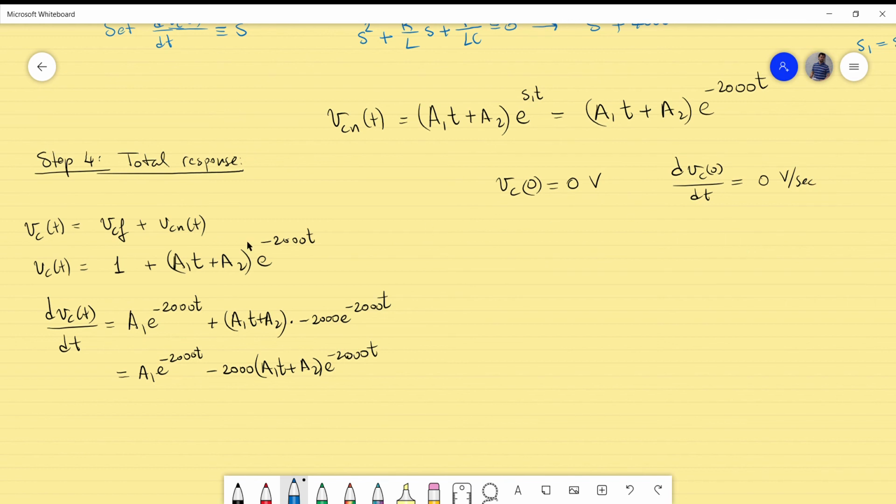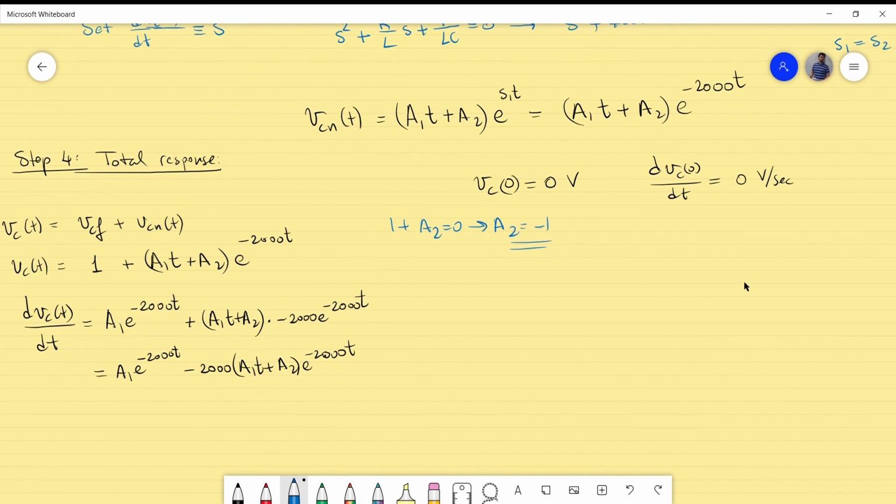What do I have is the following. If I fill in 0 here, what do I have? I have the 1. This will be gone, and this will be left, A1, and this will be 1. So I have 1 plus A2. That will be 0. That means the A2 will be minus 1. So this is actually one of the unknowns.